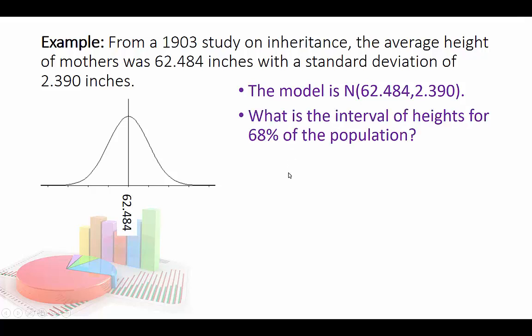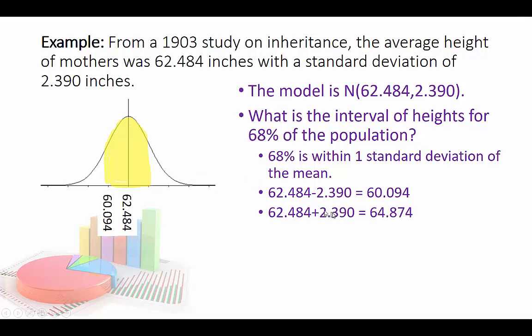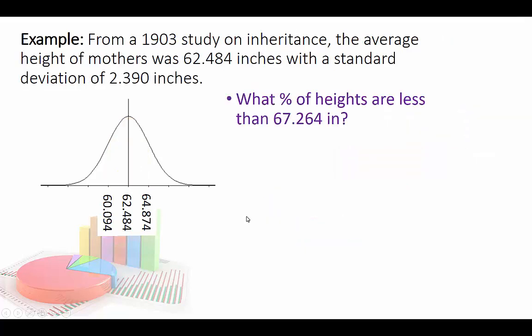The question is, what is the interval of heights for 68% of the population? Well, you're supposed to know 68% is within 1 standard deviation on either side. So to find this lower end, I'm going to take this number minus 1 standard deviation, and that gets me 60.094. To find this upper limit, now I add 1 standard deviation to the mean, and I get 64.874. So the interval is 60.094 to 64.874.